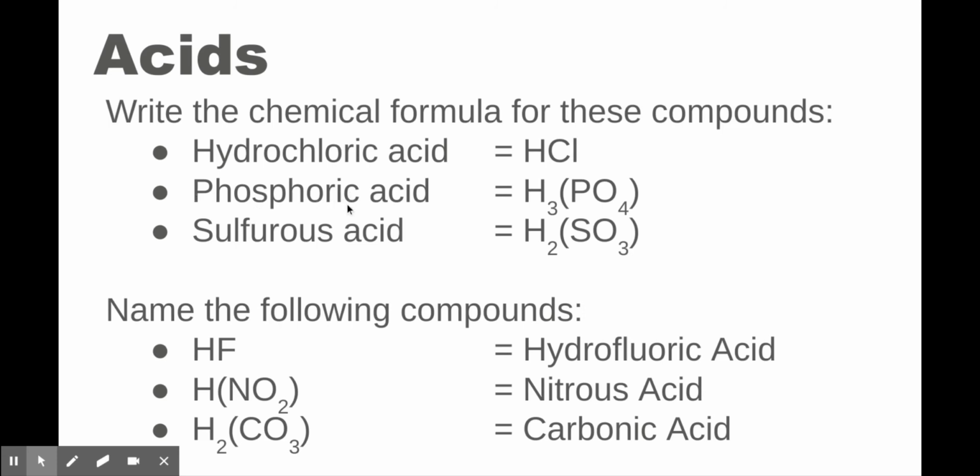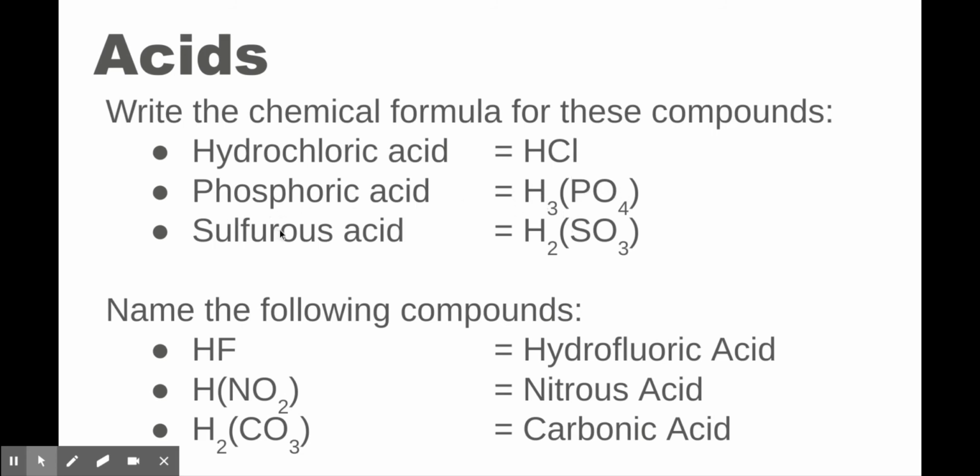Phosphoric acid does not start with hydro, so it's not a binary acid, and it ends in ic, which means that it must have come from a polyatomic ion that originally ended in ate, because what I ate made me sick. So if it's phosphoric, it's phosphate. And if you look up phosphate on your polyatomic ion list in your survival guide, phosphate is PO4. And phosphate has a 3 minus charge, which means that it's going to take 3 hydrogens to bond to that.